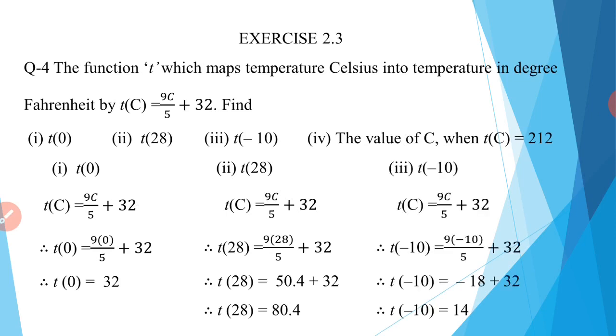Number third, T of minus 10. T of C equal to 9C upon 5 plus 32. Therefore T of minus 10 equal to 9 into minus 10 upon 5 plus 32. Therefore T of minus 10 equal to minus 18 plus 32. Therefore T of minus 10 equal to 14. It means minus 10 degree Celsius is equal to 14 degree Fahrenheit.